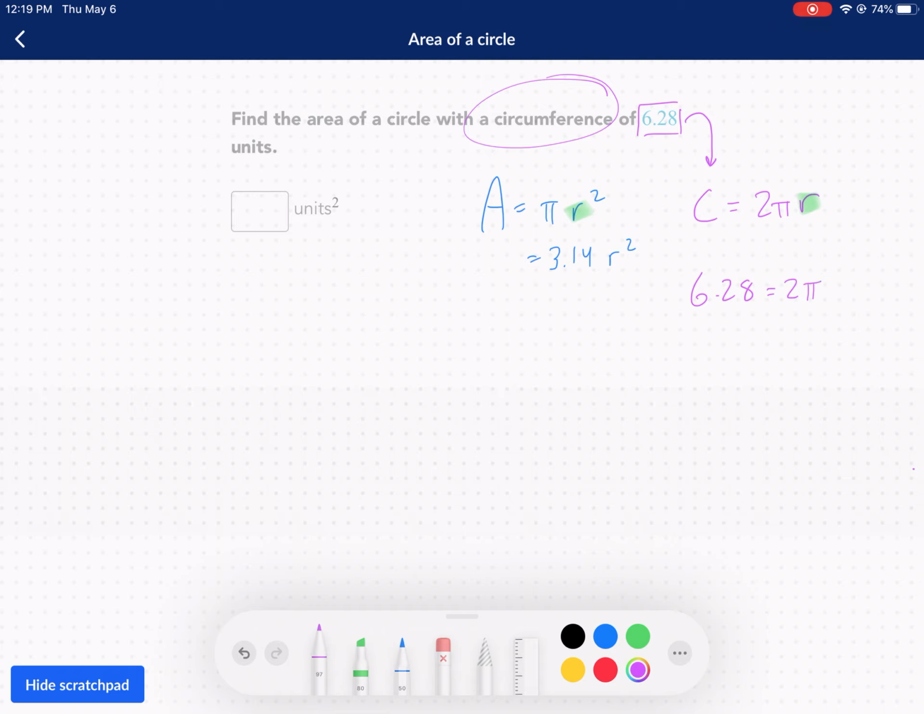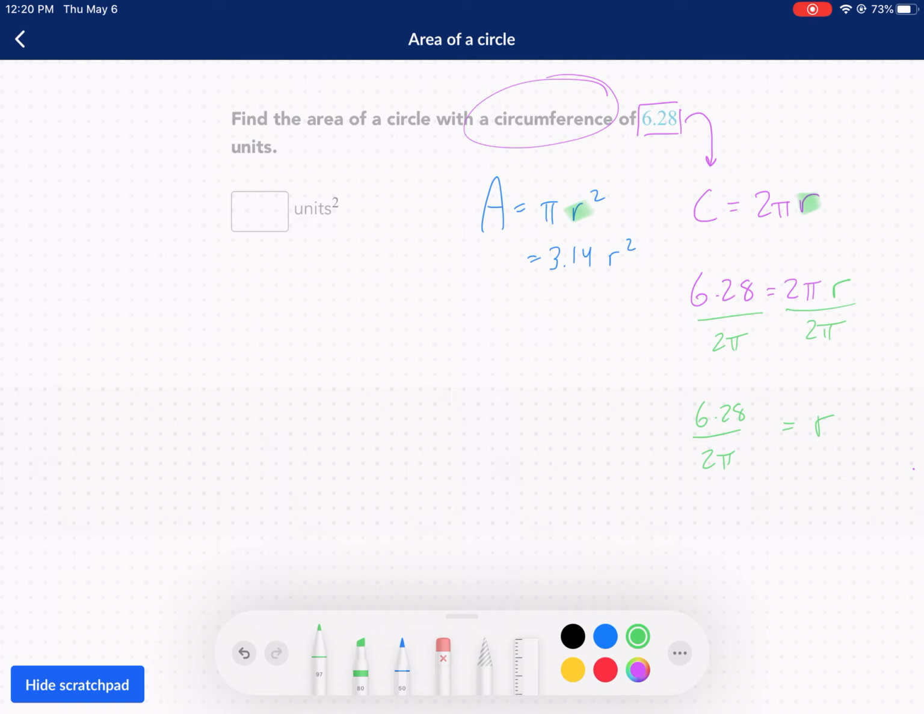Okay, and then r is the thing that we're trying to find, so I'm going to change this to green. Now we are going to solve for r. What we need to do is divide by 2 pi on both sides to get the r by itself. So then we have r equals 6.28 over 2 pi.